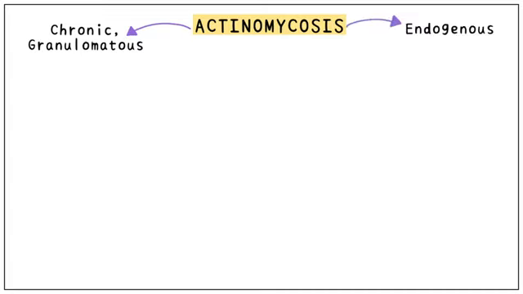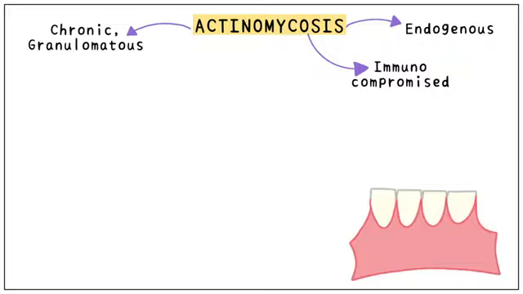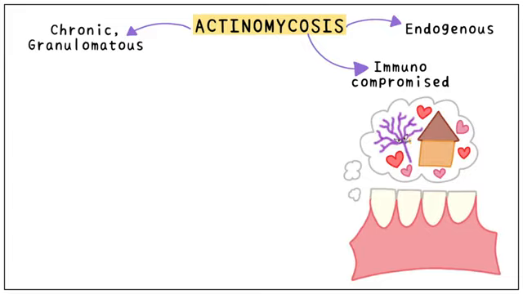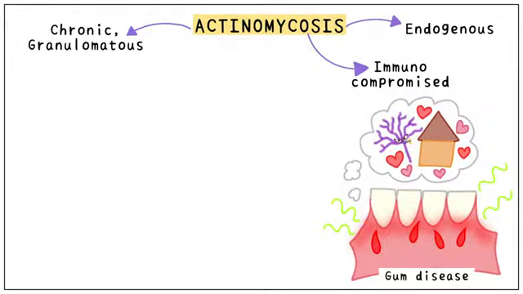It is a chronic granulomatous disease characterized by multiple abscesses, tissue destruction, fibrosis, and formation of sinuses. It is an endogenous infection and more often affects immunocompromised individuals. It is a normal mouth commensal and plays a role in the formation of dental plaque. This can lead to gingivitis and periodontitis or gum diseases.